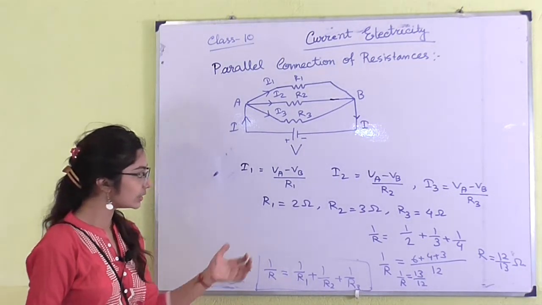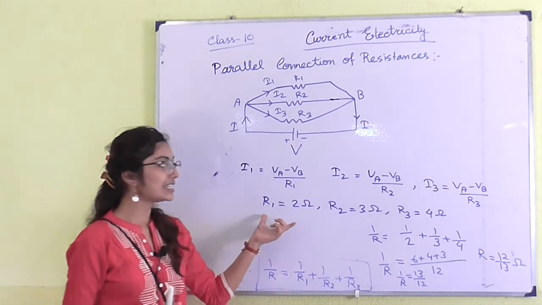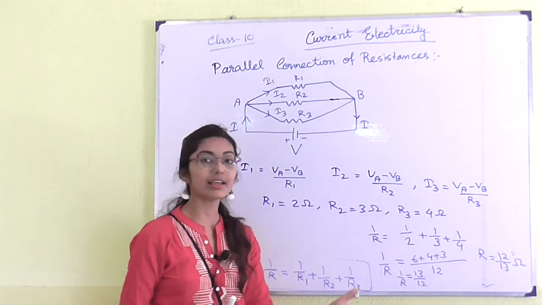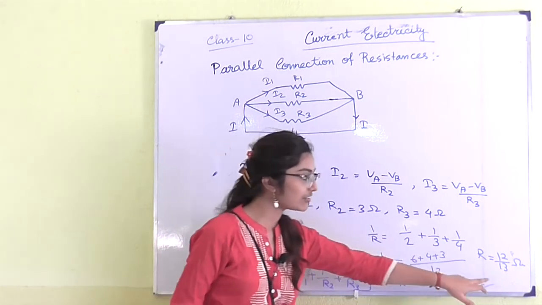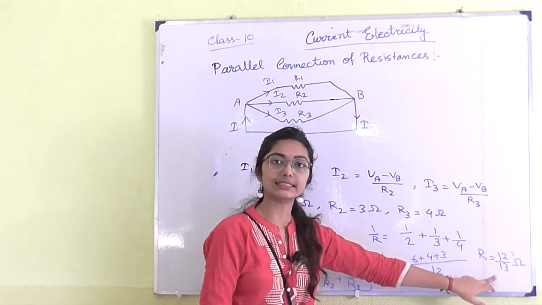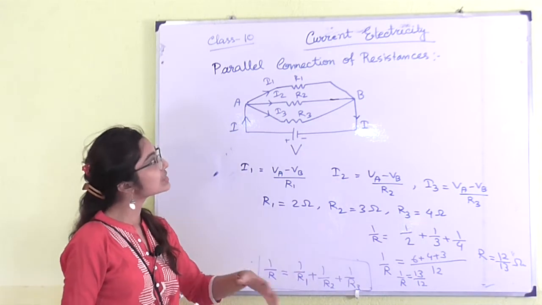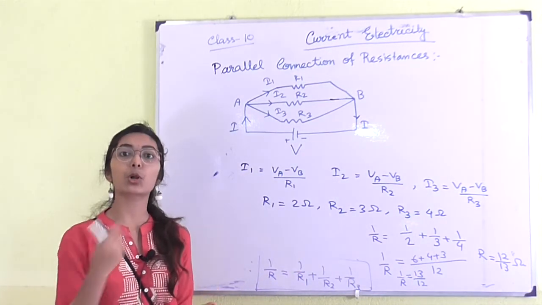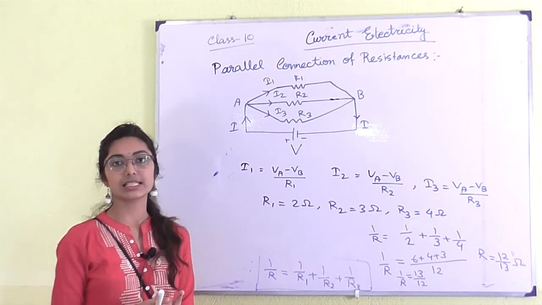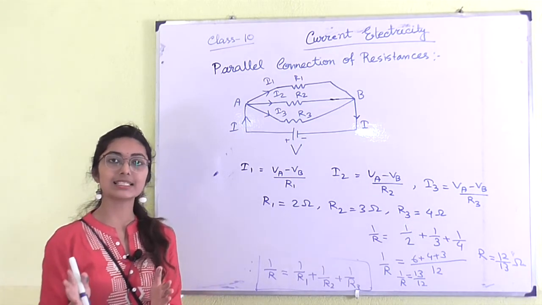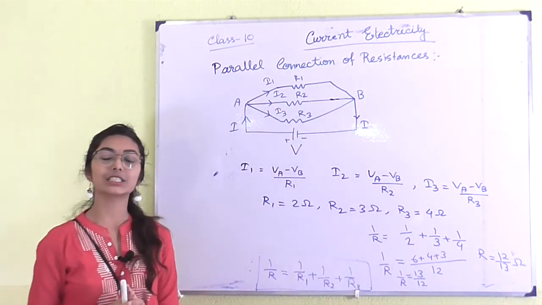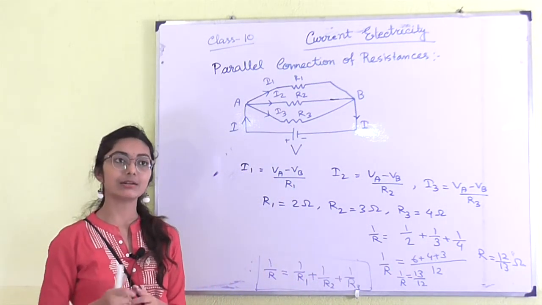So, you can notice that the individual resistances were more, 2 ohm, 3 ohm, 4 ohm, but the equivalent resistance is very much less than the individual resistances. So, whenever we use parallel connection, we get less resistance and more current. In household appliances, we should use this type of connection, parallel connection, just for getting more current in our house.